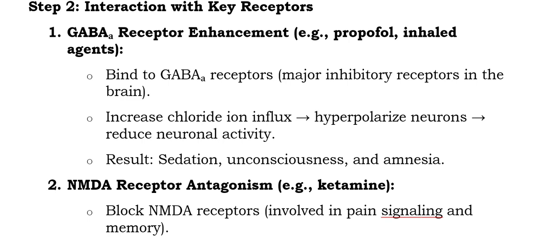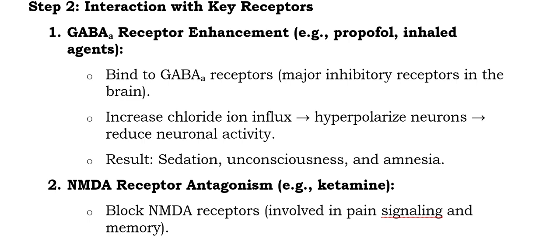So making the inside of the nerve cell more negative? Precisely. That's called hyperpolarization. It makes the neuron less likely to fire, dampening down brain activity. And that's what leads to the sedation, the unconsciousness, the amnesia we see clinically. They enhance the brain's on-off switch. Okay, boosting the brakes. And ketamine works differently, you said, via NMDA receptors.